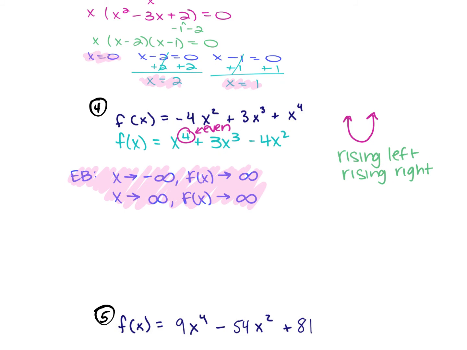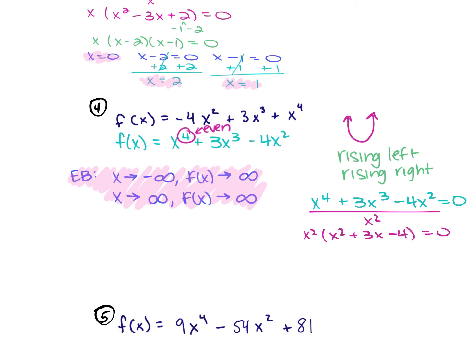So take what you have there, or sorry, we can do it from standard form. It's going to be easier that way. x to the fourth power plus 3x cubed minus 4x squared is equal to 0. Factor out your greatest common factor to start. That would be the x squared. So that's x squared times x squared plus 3x minus 4 is equal to 0. Your factors of negative 4 that add up to be 3: 4 and negative 1.